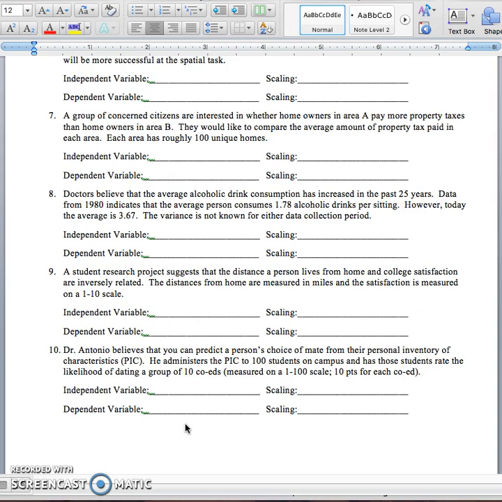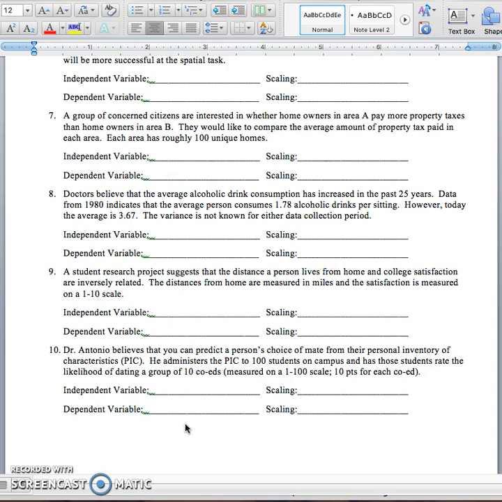So what are we manipulating here? What are we trying to see has an impact? It's personality characteristics. We're trying to see the likelihood of people dating other people based on their personality characteristics.